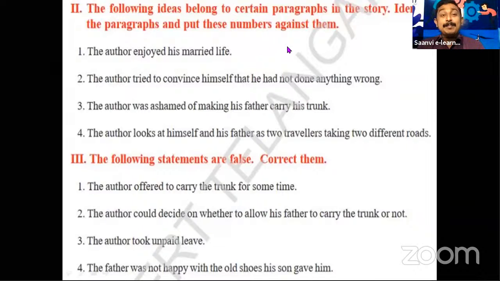You should identify the paragraphs and put the numbers. The author enjoyed his married life. Which paragraph shows that he enjoyed his married life? 1, 2, 3, or 4? Just show me using your finger. Yes, Akhil Sagar says 1. Yes, in the first paragraph it is there. He didn't want to leave his newlywed wife and go to work. That means he enjoyed his married life.